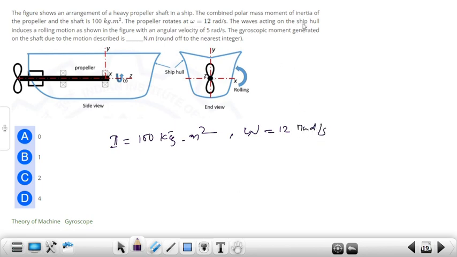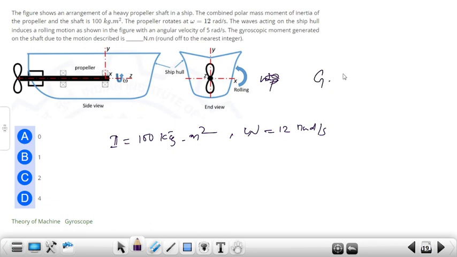The ship is undergoing rolling motion, as shown in the figure, and the angular velocity is 5 radian per second. This is not precession, this is the angular rotation about the z-axis. The rolling rate is 5 radian per second, and we have to find the gyroscopic moment generated on the shaft.